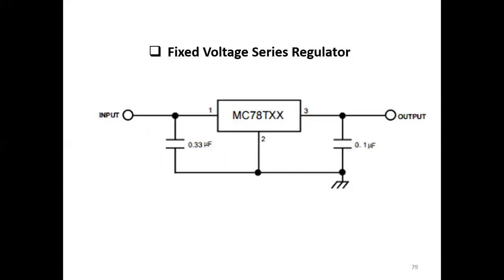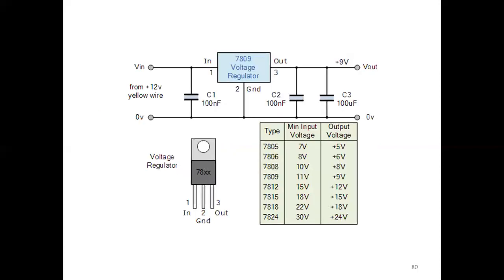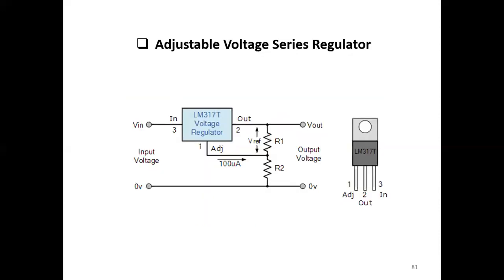The fixed voltage series regulator, with input and output, is the MC78XX. These are the models of different voltage regulators. For the 7805, the minimum input voltage is 7 V and the output voltage is plus 5 V. Similarly, for the 7812, the minimum input voltage is 14 V and the output voltage is plus 12 V.